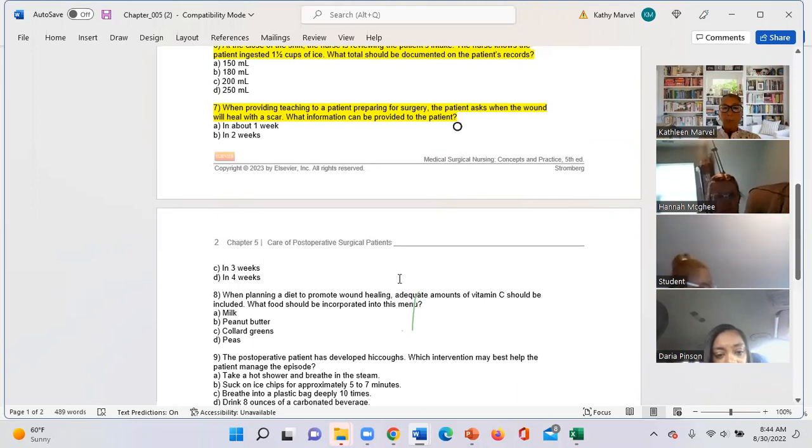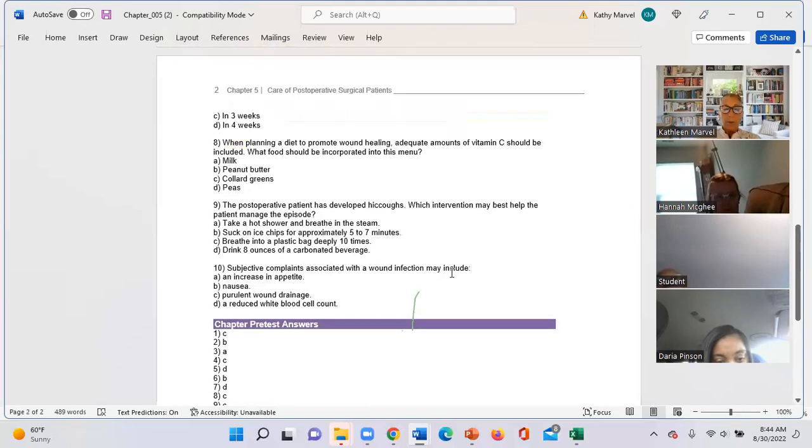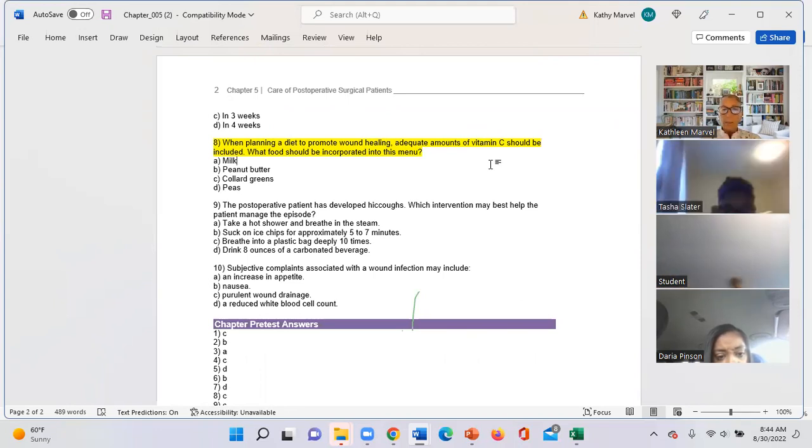The answer is D, 4 weeks. Okay, what about 8? A few more questions. When planning a diet to promote wound healing, we should be taking vitamin C. What is vitamin C? Which food here has vitamin C in it? The collard greens. Yep, D. Yep. Number 9.